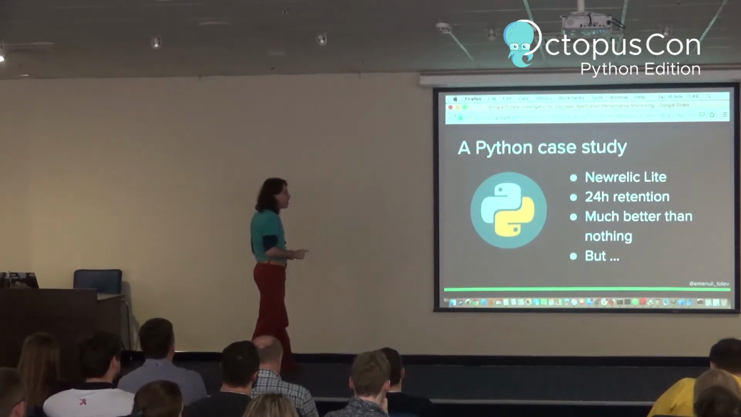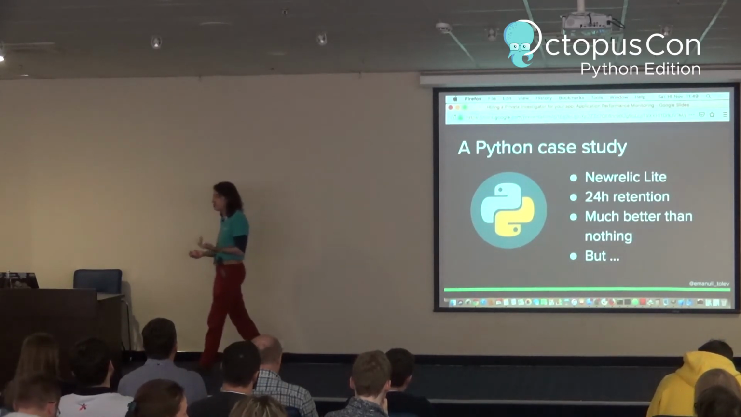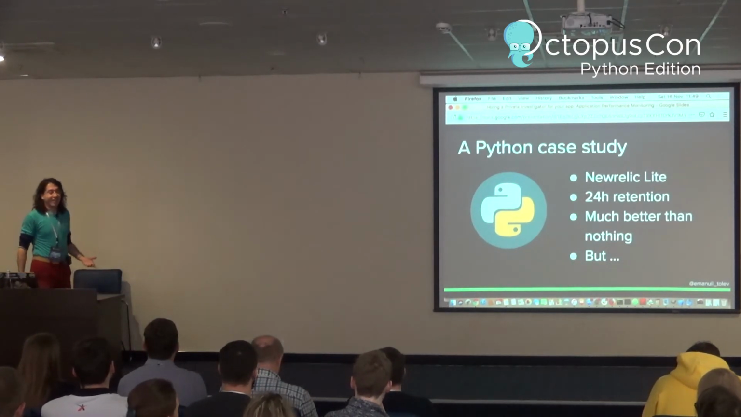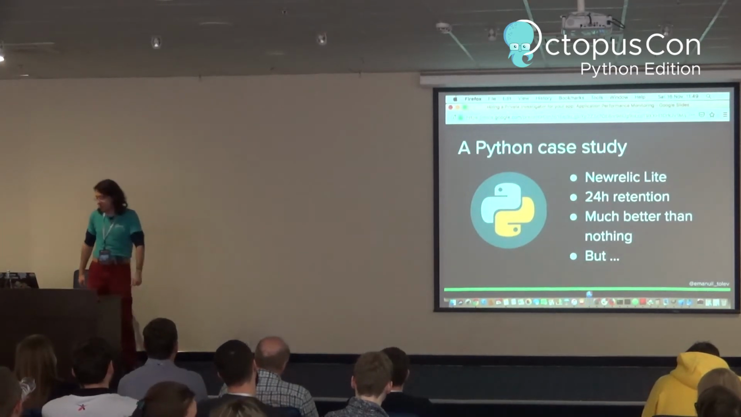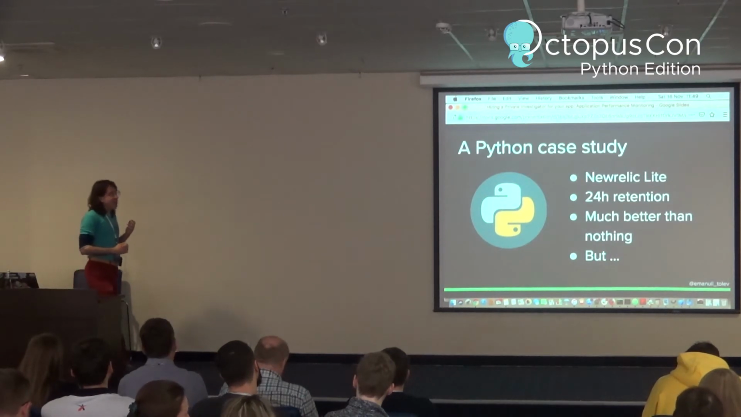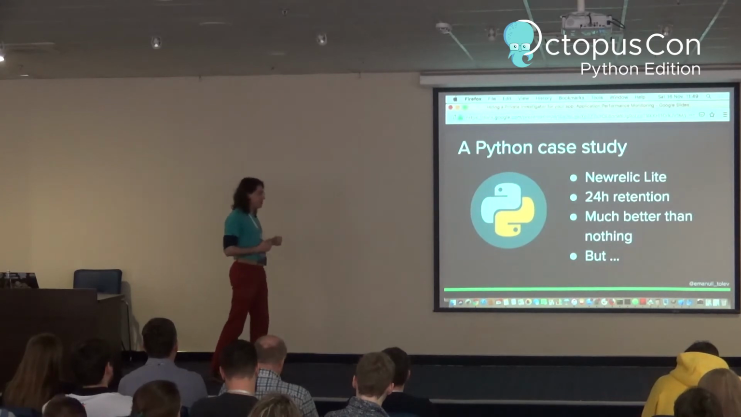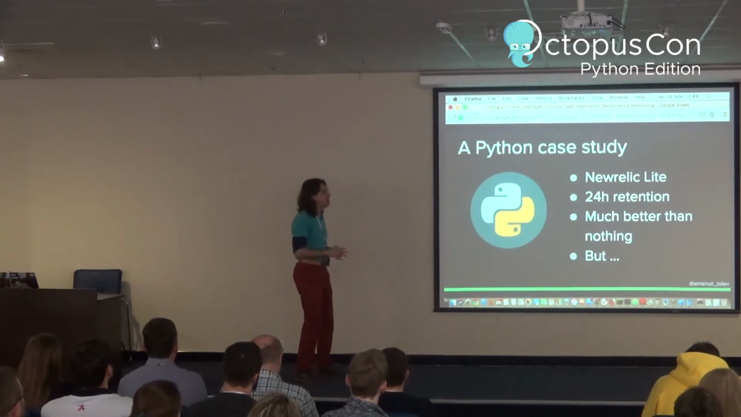And we installed New Relic Lite, which is a free version. The thing about it is that it has 24-hour retention, and of course it was much better than nothing. My life was instantly changed. We solved the problem, and we solved many other problems afterwards. However, later on, we started having recurring problems that we couldn't solve by just looking at New Relic. And I mean, that's no surprise, right?